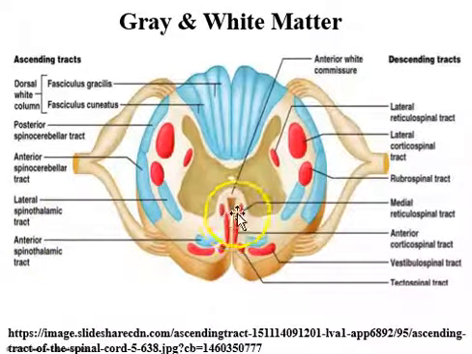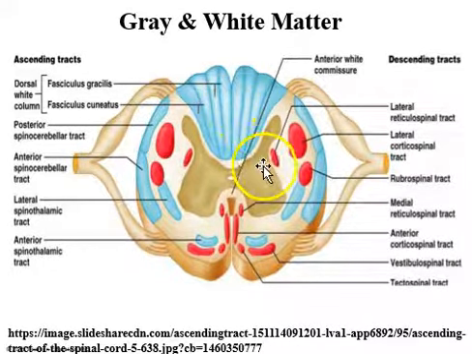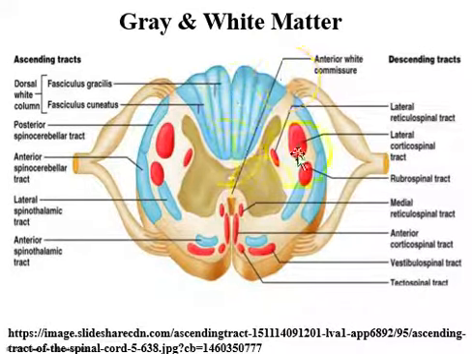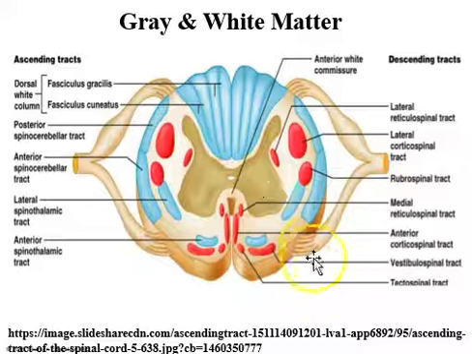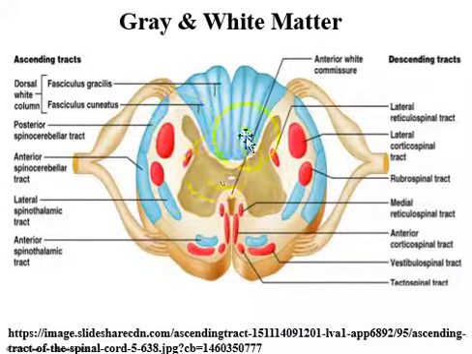Alright, and then here's just another overview of what the white matter and the gray matter look like. You see the white matter is going to have these ascending and descending tracts. And this isn't a picture in your notes, it's just to illustrate this a little bit better. And then the gray horns here are the gray matter, which just contains those cell bodies.